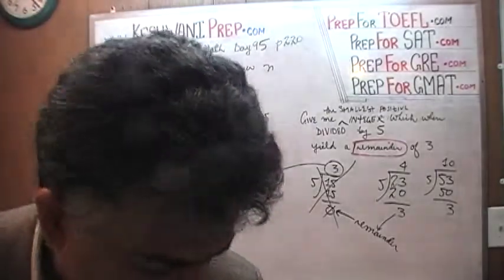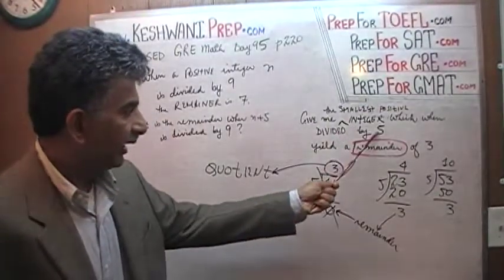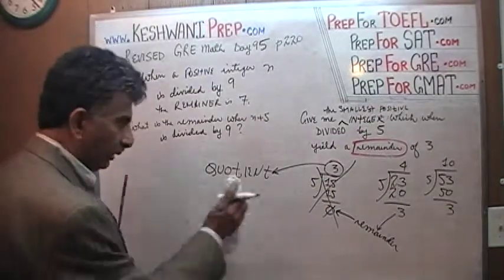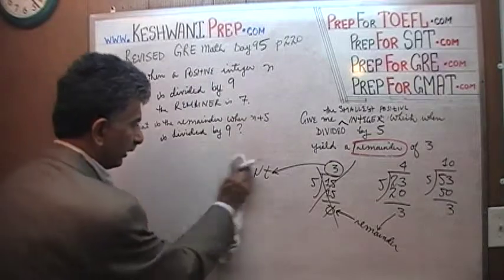So can you think of a smallest number which, when divided by 5, gives us a remainder of 3? That is very easy, very simple. This is how we do it. I'm going to erase everything here because I need the room. It's getting very crowded.